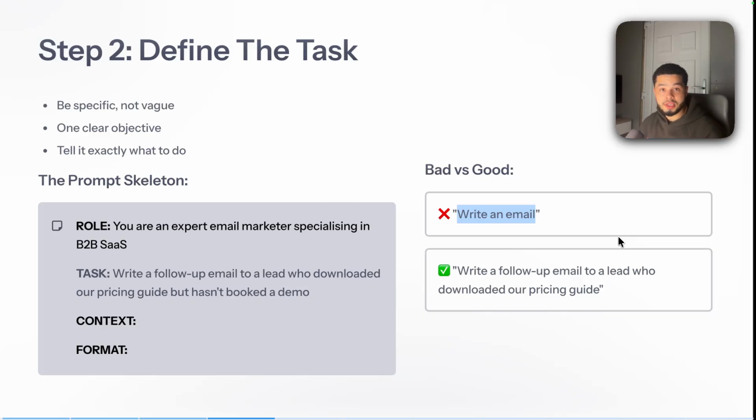And to be honest, I'm guilty of doing this sometimes, and I'm sure if you're watching this video, you're probably also guilty of that. Now, a better example is to say, write a follow-up email to a lead who downloaded our pricing guide. Now, these things may seem like tiny little improvements to the text, but in the sense of AI and AI agents, these are massive. These are leaps and bounds better in the results that you're going to get out of them.